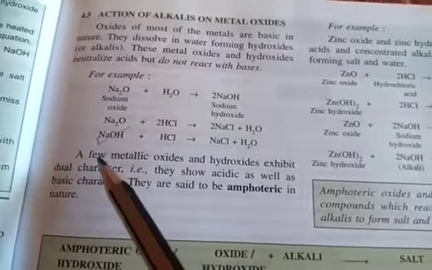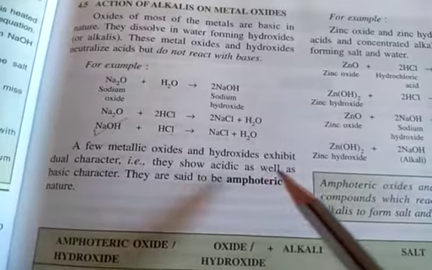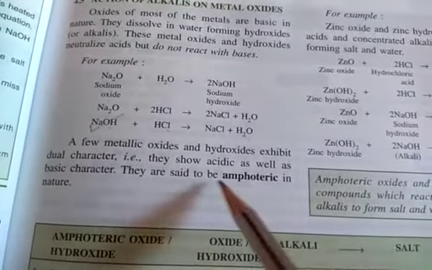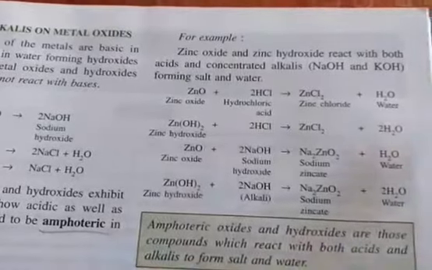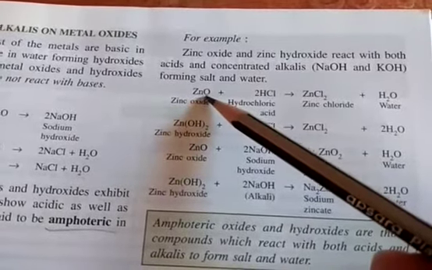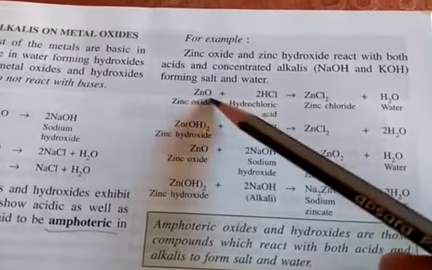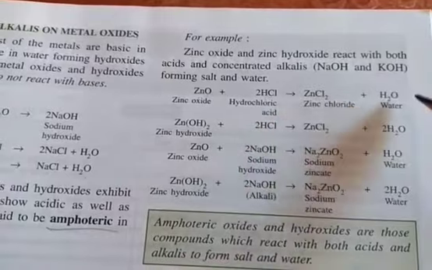Then a few metallic oxides and hydroxides exhibit dual character, that is they show acidic as well as basic character. They are said to be amphoteric. Ampho means having two characters. For example, here zinc oxide is acting as a base. How? Because it is reacting with the acid to produce salt and water.